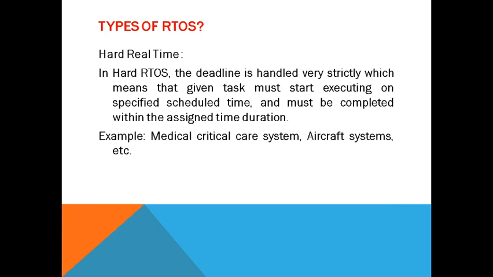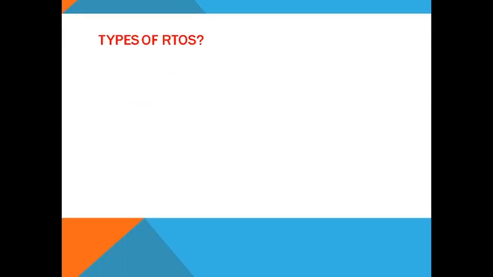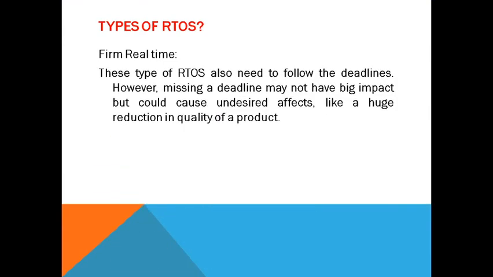Then aircraft systems. If there is a failure in aeroplane launching and takeoff, a severe accident will occur, which is harmful to human beings. So it is a hard real-time system where we have to follow the timeline in a hard manner. Then another type is firm real-time.